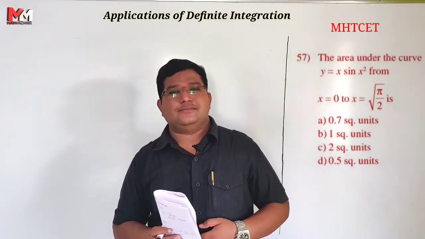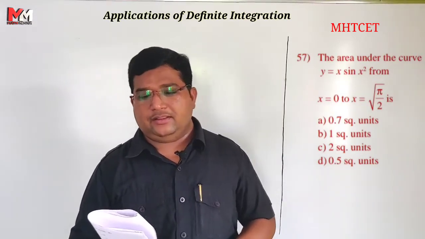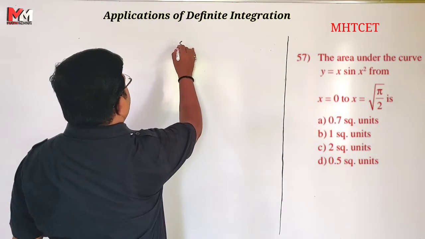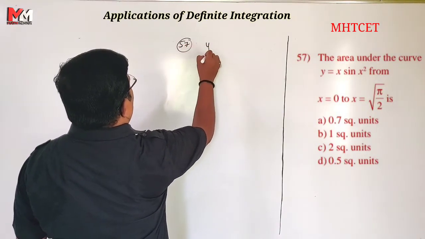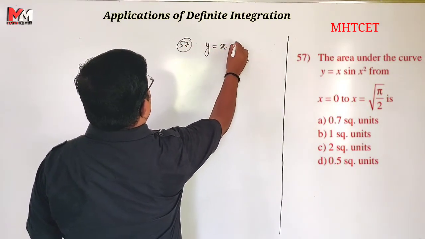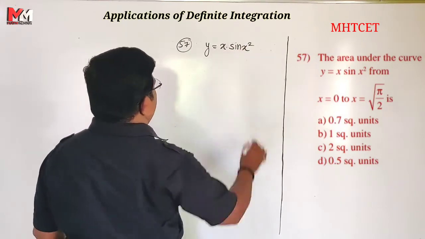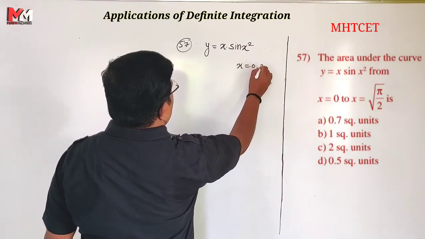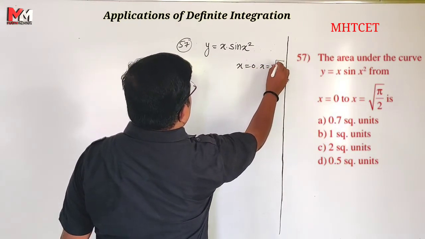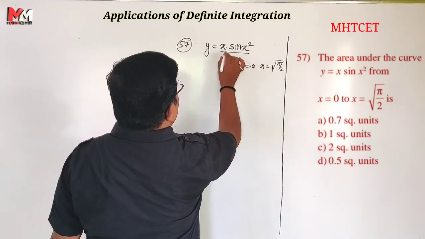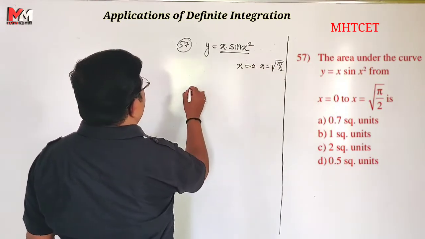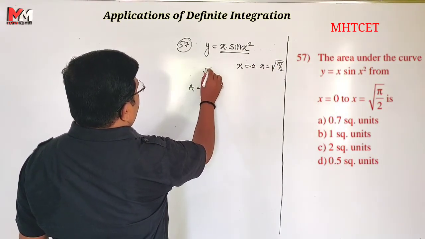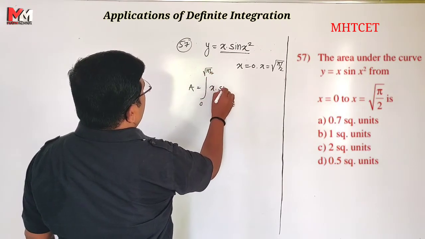Let's start the MCQ number 57. The area under the curve y is equal to x into sin x square. So this is a 57. Y is equal to x into sin of x square, from x is equal to 0, x is equal to √π/2. So this function is positive from 0 to √π/2. So required area 0 to √π/2, x into sin x square.